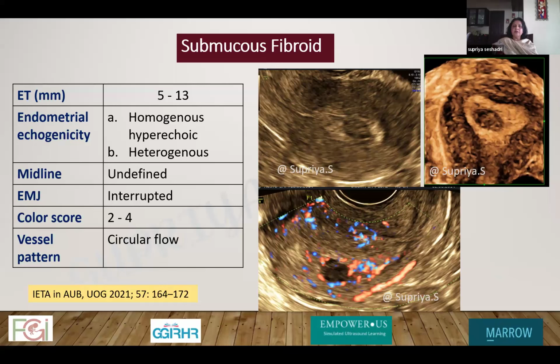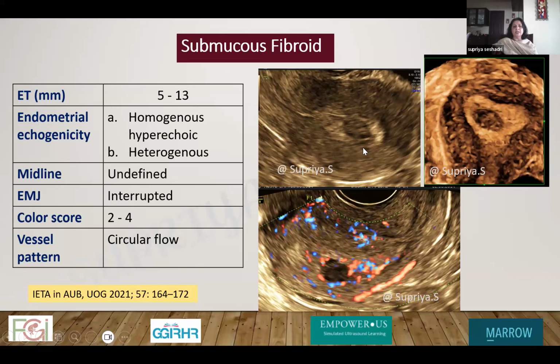Therefore, again, the best time to pick up a submucous fibroid, if one is not used to SIS, is in the luteal phase, because in the luteal phase, the endometrium is hyperechoic, the fibroid is hypoechoic, and therefore stands out well. Here, the midline is not defined, in the sense it's interrupted. The EMG is also interrupted.